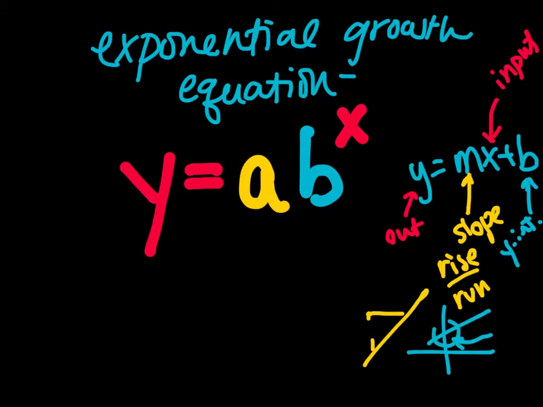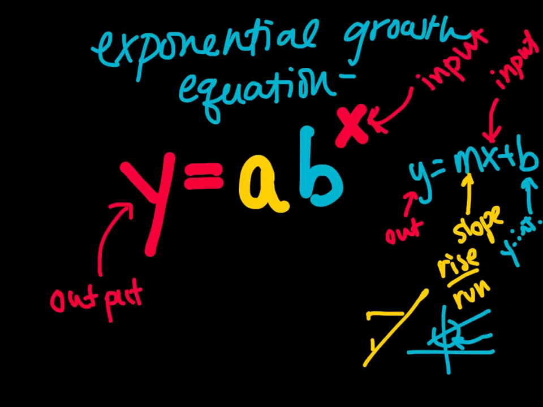So looking at this whole idea, we are going to identify those same concepts, or similar concepts, within our exponential growth equation. First of all, we have an input and an output, and we can probably identify those because they're the exact same variables as our linear equation. Our y is our output. Our x is our input.